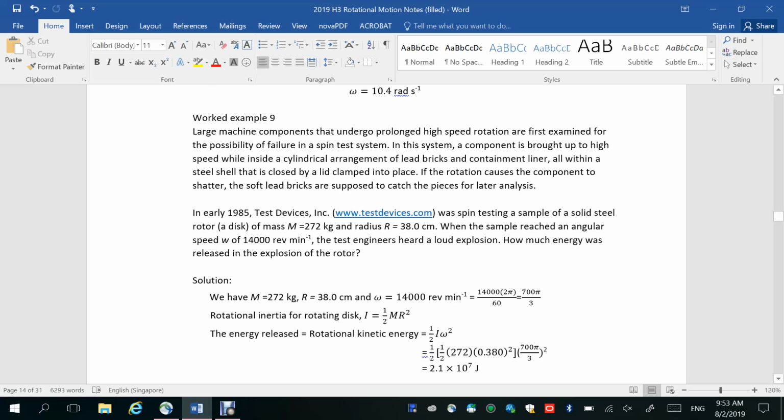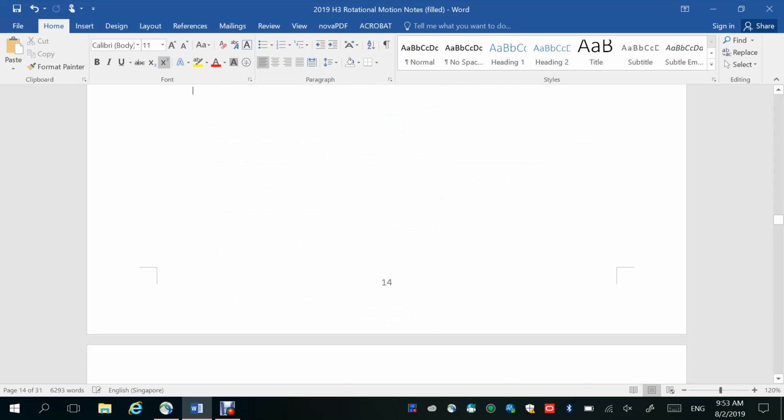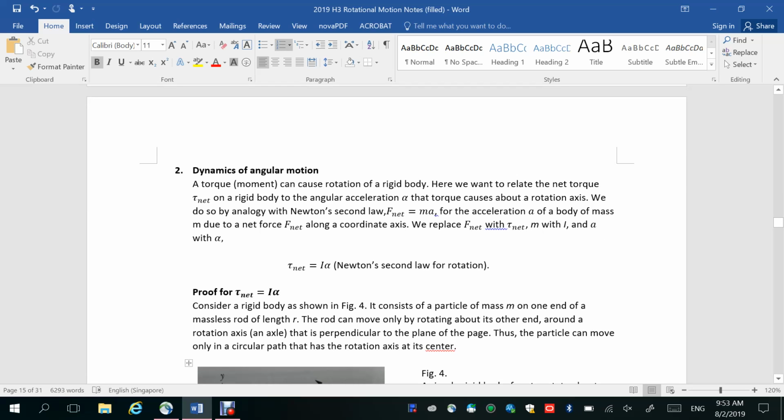Firstly, to find the rotational KE, which is half I omega squared, I need to know the rotational inertia, or moment of inertia, for the rotating disc. Recall the formula, I equals half m r squared, and then you just substitute in. So the energy is of the order of 2.1 times 10 to the power 7 joules. With that, we are done with rotational inertia or moment of inertia.